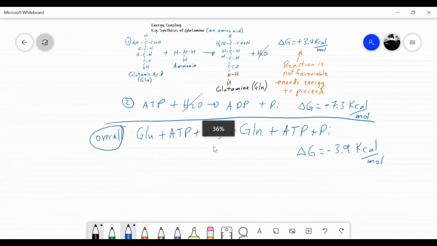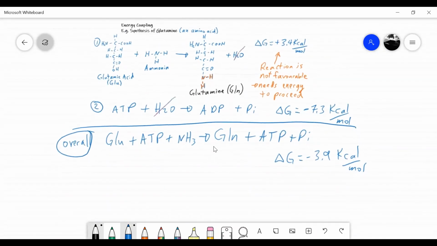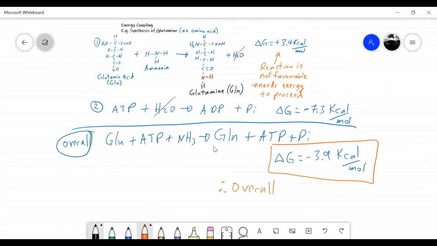I just have to shrink that one more time. I guess my writing is getting bigger and bigger, but hopefully you can see all that. So what we can say about this reaction is that therefore the overall reaction is favorable, meaning it can proceed thermodynamically and it has enough energy to do so. So that's what energy coupling is all about, and that is where most of our ATP goes.